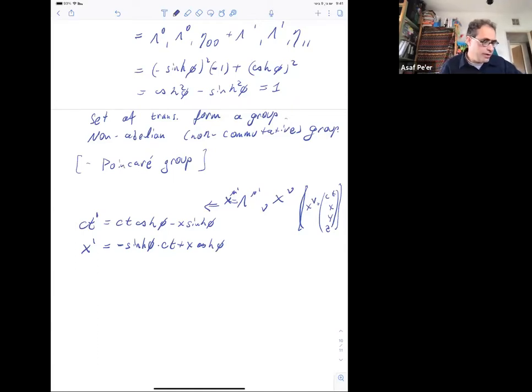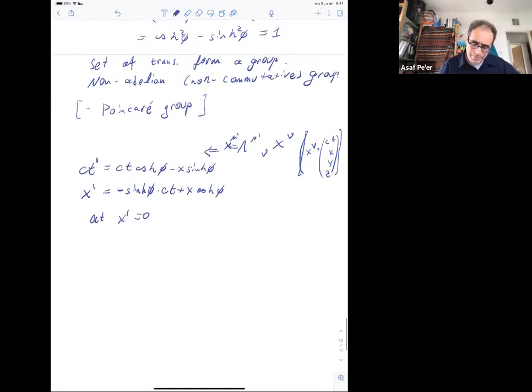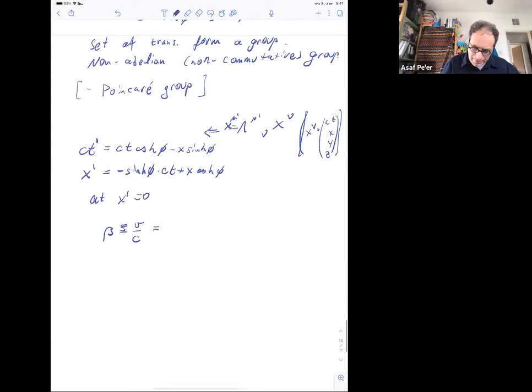Okay, so if we look at x prime equal to 0, the velocity v, well, let's normalize it. Beta is the normalized velocity, it's V over C. So I'm using x prime equal to 0. What is that? It's just x over CT. So it's just sine hyperbolic of phi divided by cosine hyperbolic of phi. So this is just tangent hyperbolic of phi.